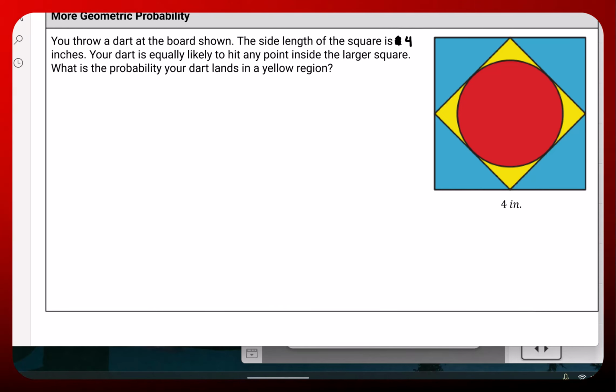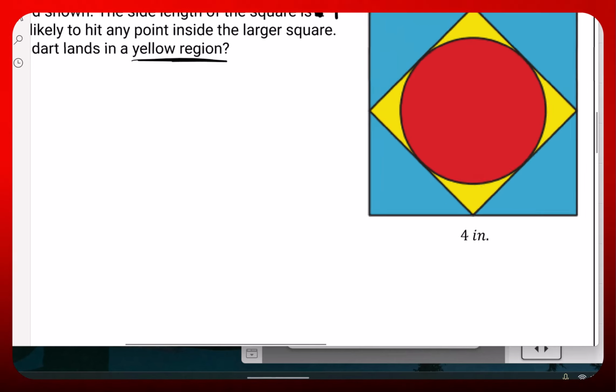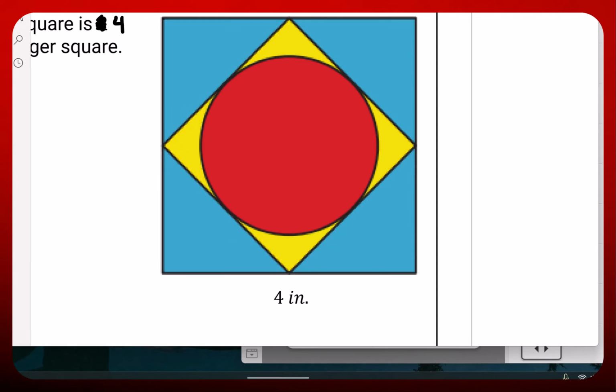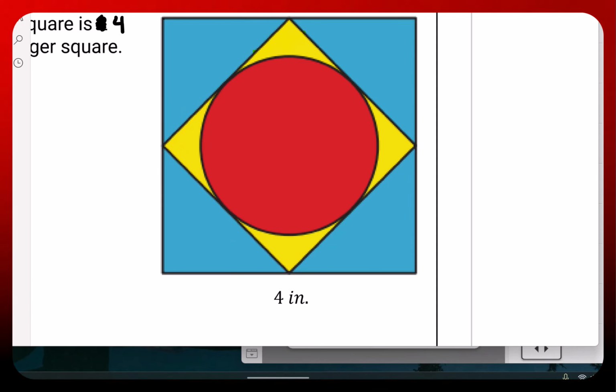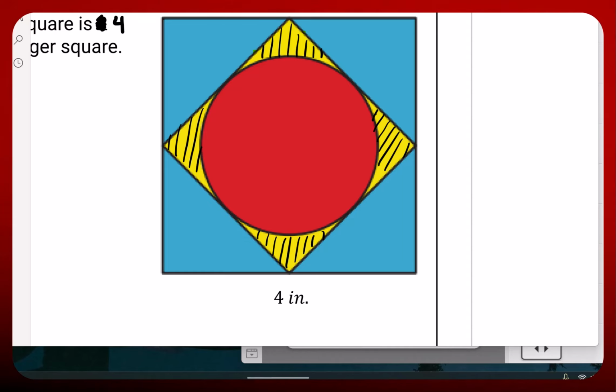So what we want to do is find the probability that it's going to land in the yellow region. If it's really hard for you to tell what that region is, go ahead and color that part yellow. Or if you don't have a yellow highlighter, just mark out that word and color it whatever highlighter color you want. I'll give you a second to do that. Okay, so I drew lines through that part. We're trying to find the probability of hitting that area.